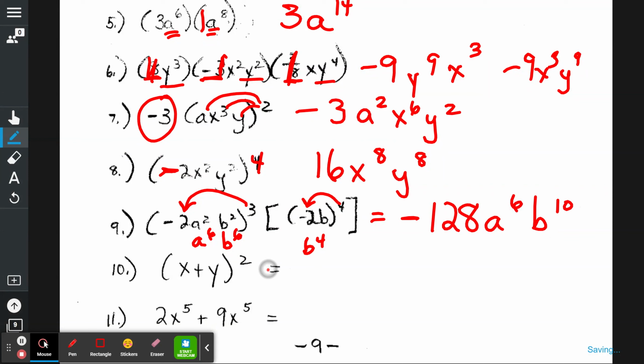For number 10, all I want you to know is that x plus y squared is not x squared plus y squared. There is no such thing as the power of a sum. It's the power of a product.